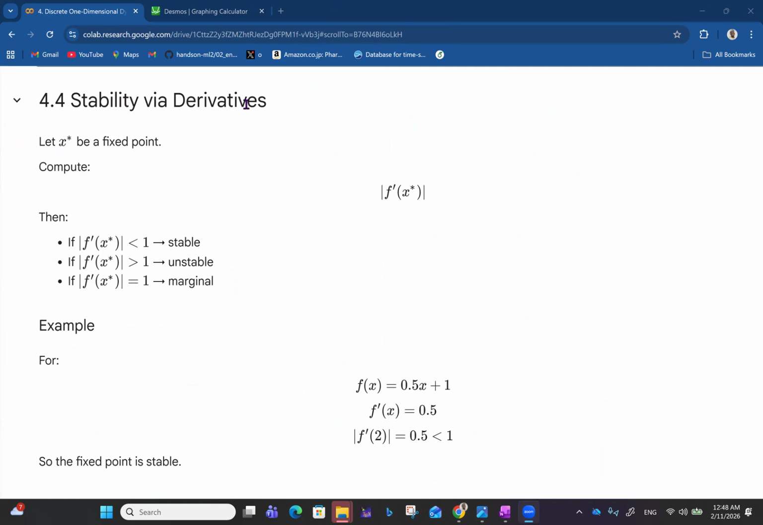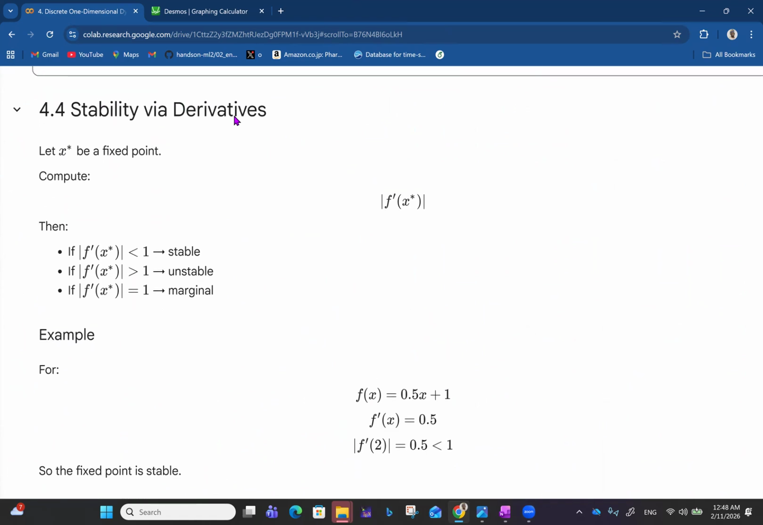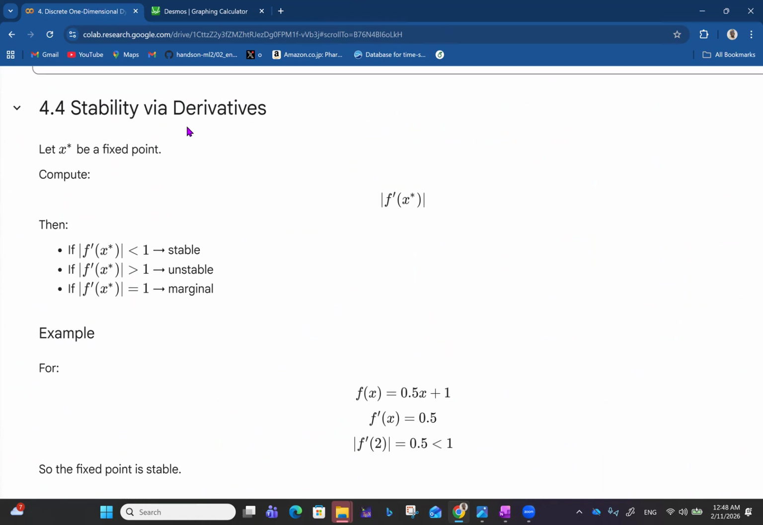Okay. So now let's talk about stability via derivatives. We've done this a couple of times, but now we are at it here. Stability via derivatives: let x star be a fixed point. If x star is a fixed point, then you can compute the absolute value of f prime of x star. If the absolute value of f prime of x star is less than 1, it is stable. If it is greater than 1, it is unstable. If it is equal to 1, it is marginal.